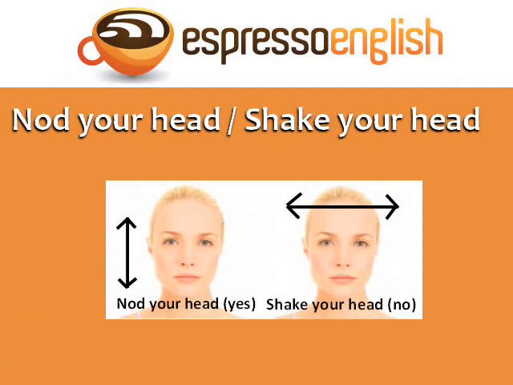Nod your head. Shake your head. When you nod your head, you move your head up and down. This means yes, or I agree, or I approve. When you shake your head, you move your head from side to side. This means no, or I disagree, or disapprove.